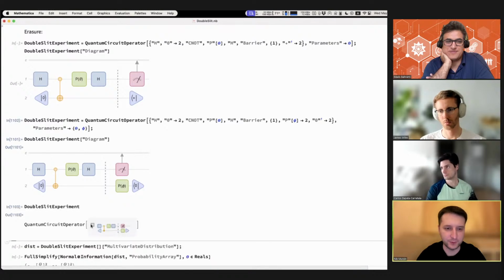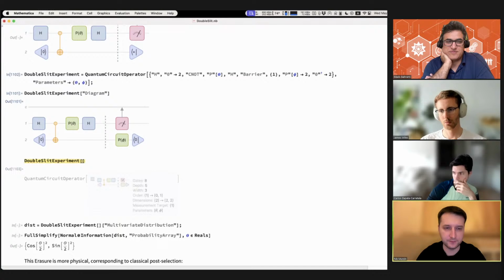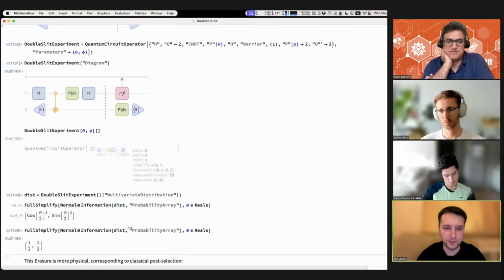So this circuit is now parametric. It takes 2 parameters. I just do the measurement. This thing. Now this should depend.